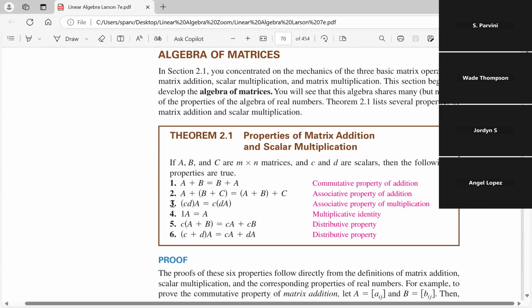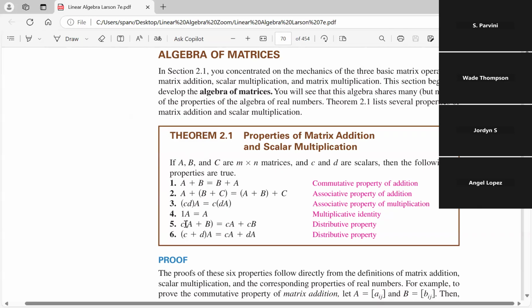Scalar multiplication, CD times A would be C times DA. This is again associative of multiplication. Remember, with associative property of anything, you change the grouping. So instead of CD grouped together, we're going to group D times A, then multiply C times that. This one, the multiplicative identity, scalar 1. Remember that 1 is a scalar, not a vector. Scalar 1. 1 times any matrix gives you the matrix.